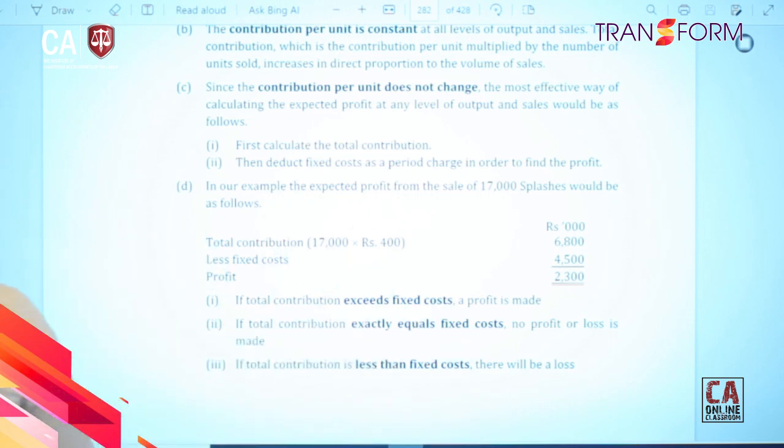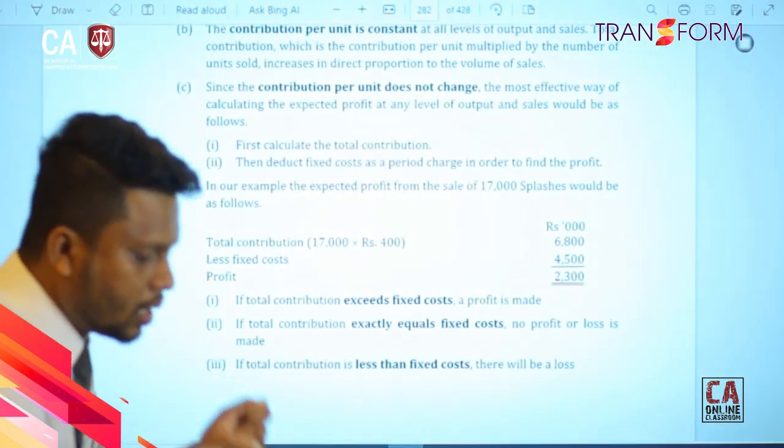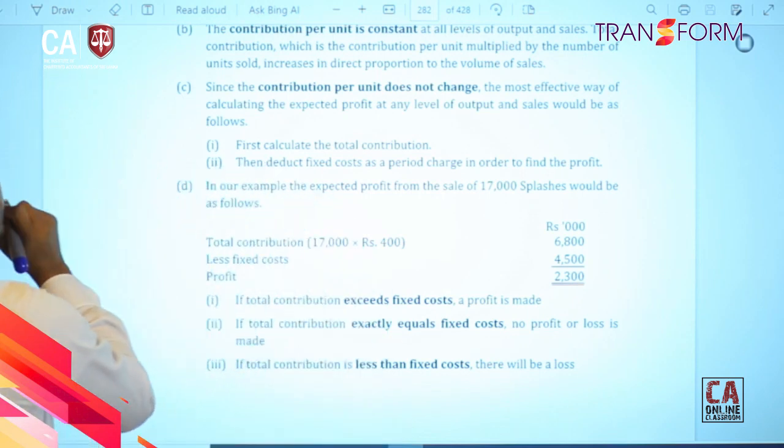So very simple. Now you know the technique. You know the contribution per unit.